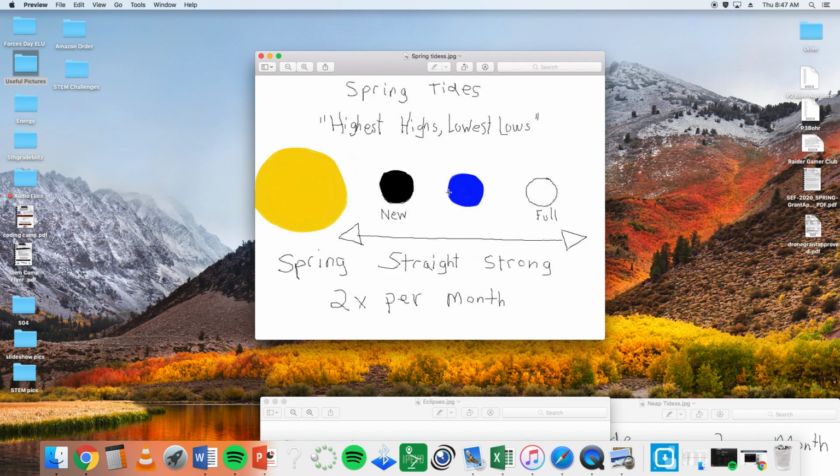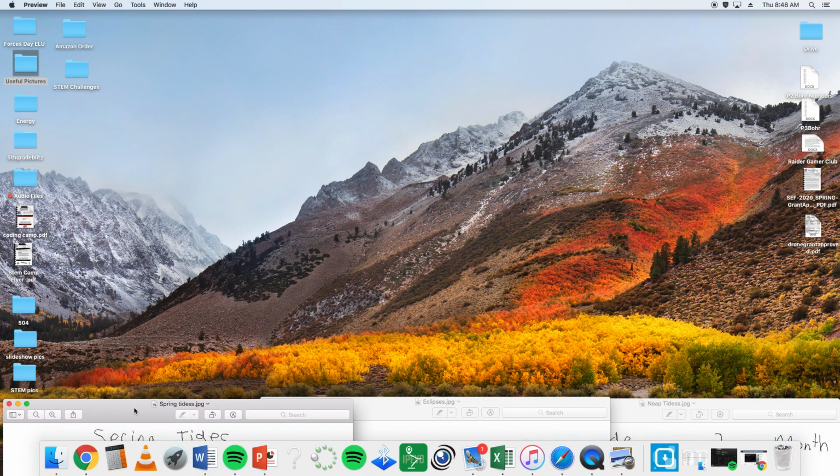So spring tide, when it lines up in a straight line, these are your strongest tides. And this phenomenon happens twice a month during new moon and full moon. Okay? That's when you have your highest highs and lowest lows. There's the greatest variance between high tide and low tide when it lines up like this, new moon, full moon, and that's spring tides.